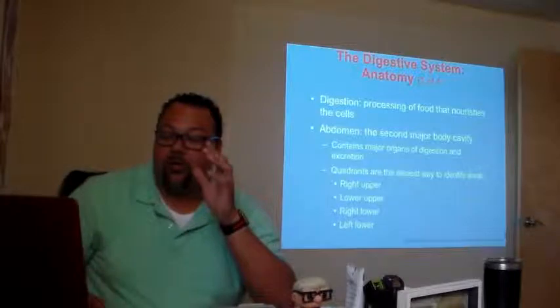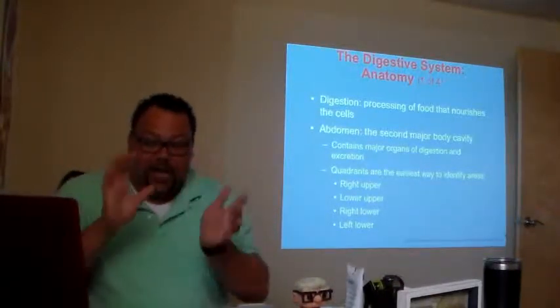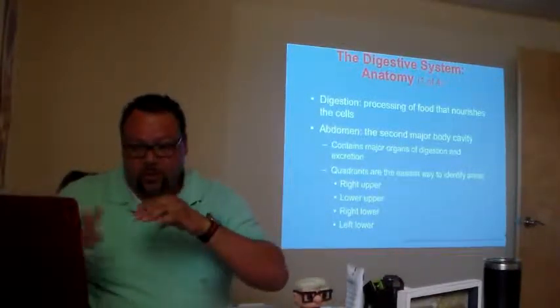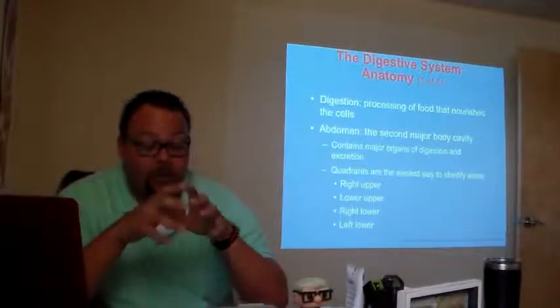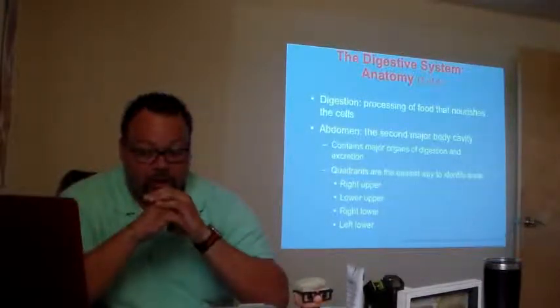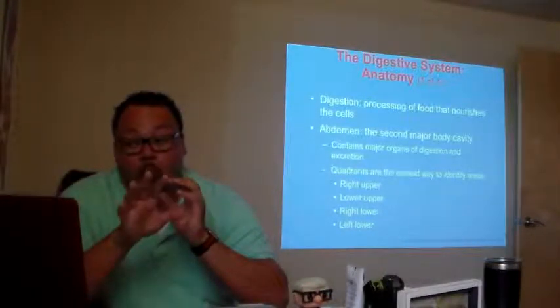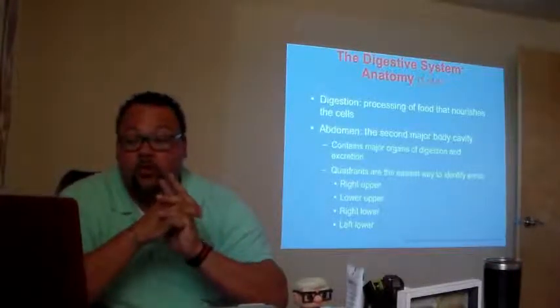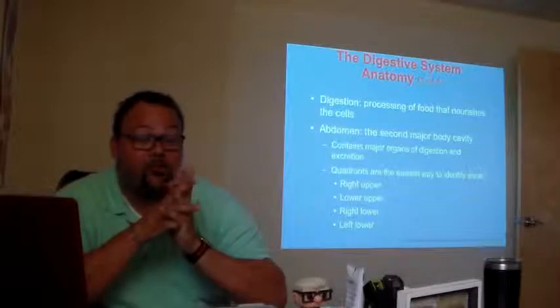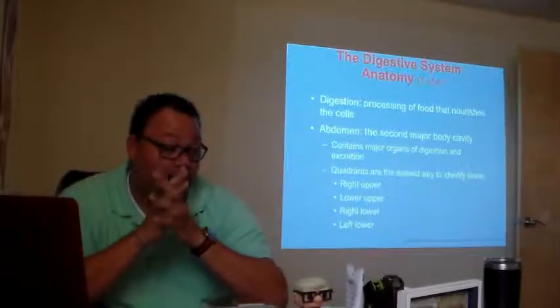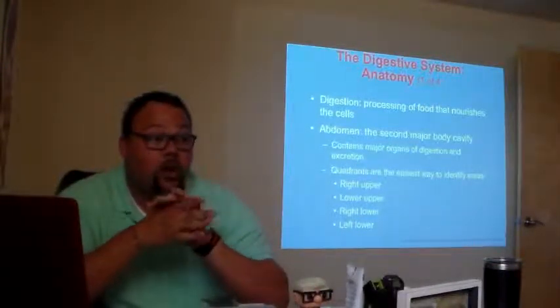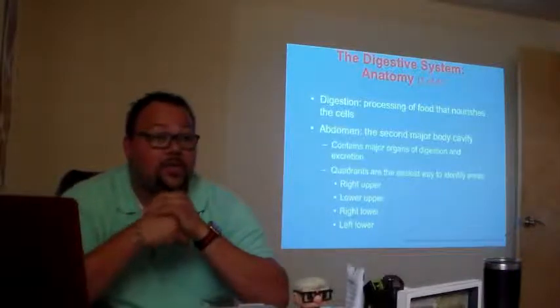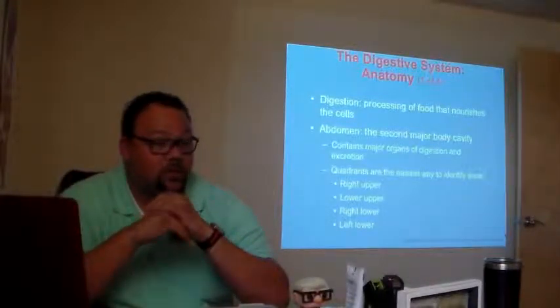And then the left lower is your descending and sigmoid colons. The pancreas and all that fit on both sides. Pancreas, liver, and the urinary bladder. The urinary bladder sits in the right lower and left lower. One that you need to know is your appendix. Your appendix sits in the right lower quadrant, and you will see this again, so you might want to write it down.